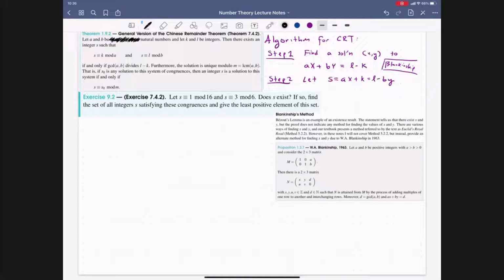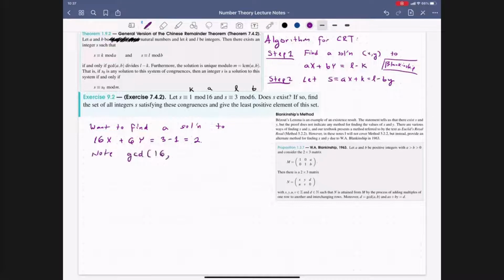So we have s is congruent to 1 mod 16. So our 1 is going to be k, the 16 is going to be a, the 3 is going to be l, and the 6 is going to be b. So we're looking at the Diophantine equation. So we want to find a solution to the Diophantine equation 16x plus 6y is equal to l minus k, which is 3 minus 1, is equal to 2.